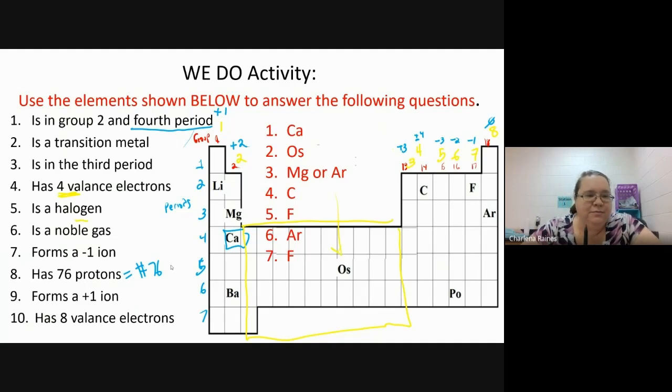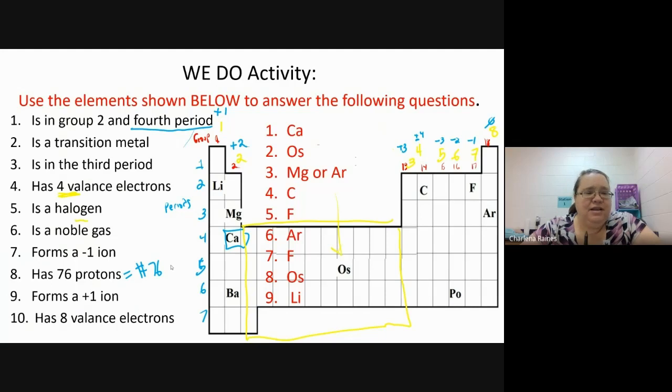Something shifted, but whatever. So number nine, who forms a positive 1 ion? Positive 1 ions means we are looking at alkali metals. We are looking at group 1. Therefore, the only one who forms a positive 1 ion that we've identified is lithium, Li.